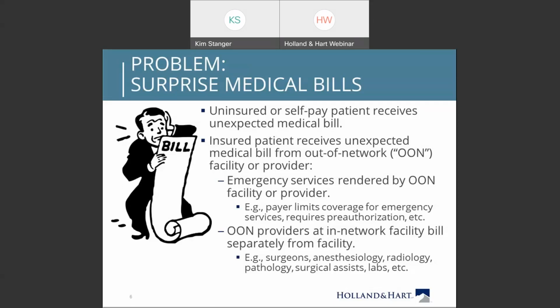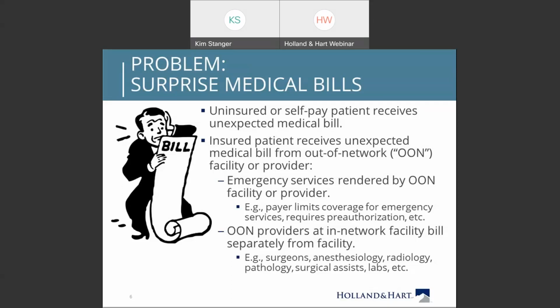In this context, it especially arises in situations where that insured patient receives care from either an out-of-network facility or out-of-network provider for certain emergency services. For example, they may suddenly realize that the payer limits the coverage for emergency services, or it requires pre-authorization, or they otherwise don't have coverage or the coverage that they thought that they had for these emergency services, and suddenly they get hit with a big bill.